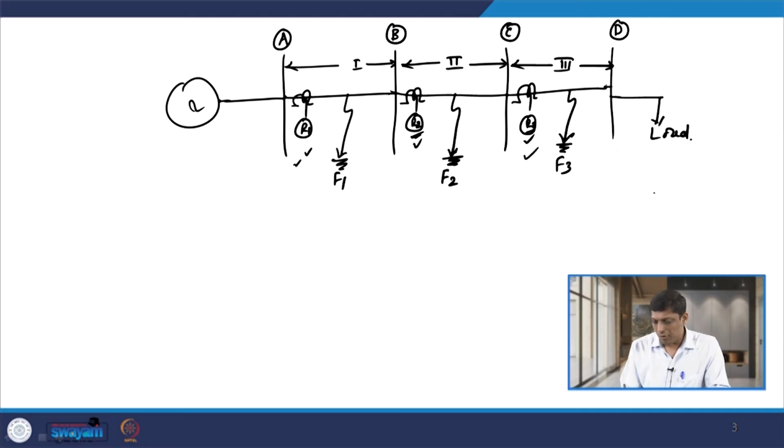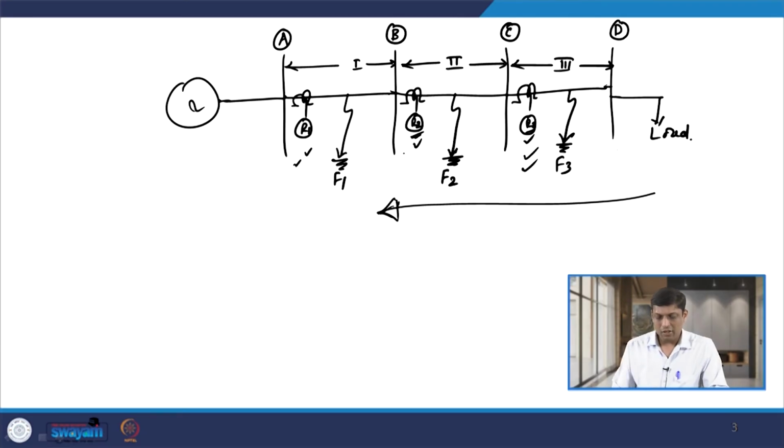So, as we move from load to source, we have to set first the relay which is connected near the load. So, the setting of relay R3 has to be decided first, and then as we move further towards the source side, progressively we have to decide the settings of the other relays, say R2, R1 and so on.